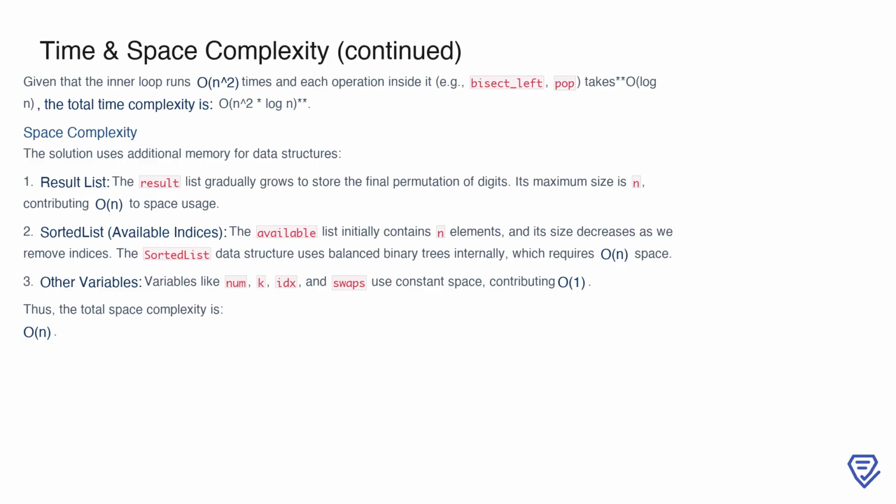Shifting focus to space complexity, the solution uses additional memory for various data structures. The result list, which stores the final permutation of digits, grows to a maximum size of n, contributing n to space usage. Similarly, the available list, implemented as a sorted list, initially holds n elements and decreases in size as indices are removed. Internally, the sorted list uses balanced binary trees, which also require n space. Besides these, other variables like number, k, idx, and swaps use constant space, which is 1. When we sum up these contributions, the total space complexity of the solution is n.